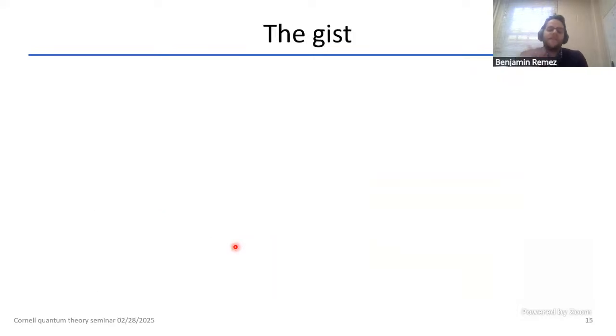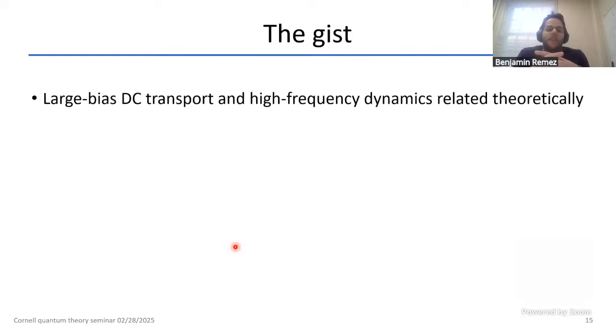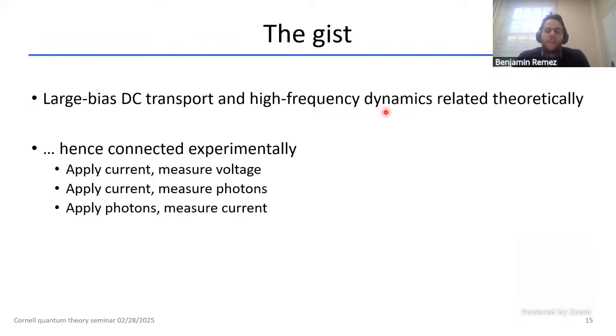And so the gist of the research we had done, and I'll present today, is that the behavior at these relatively large DC bias, so voltage and currents, is actually related to the physics occurring at high frequency. And this means you can probe both of them experimentally in this complementary way in a variety of different experiments.